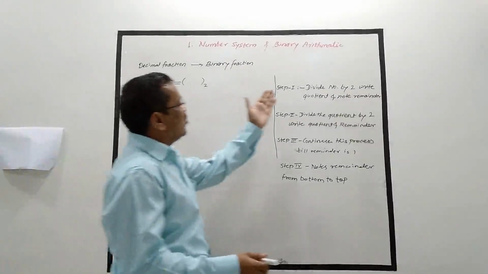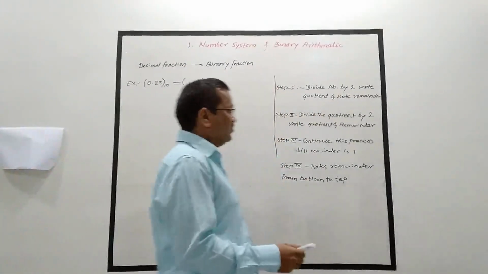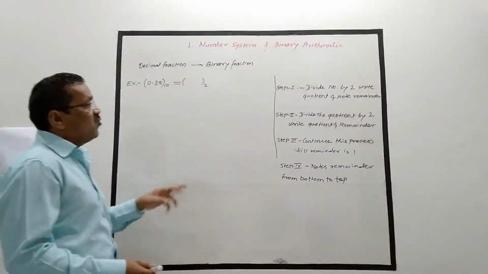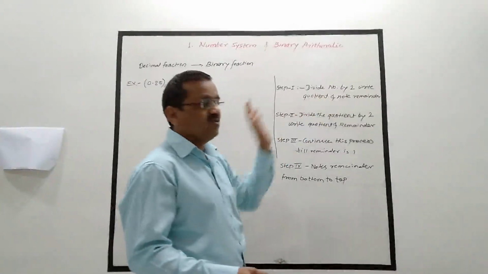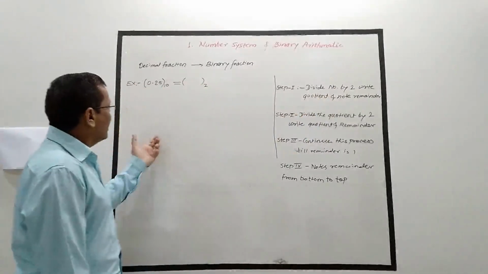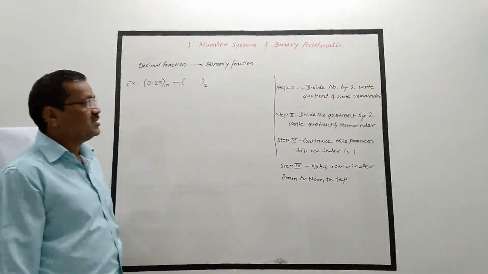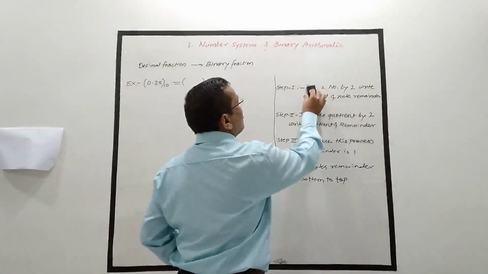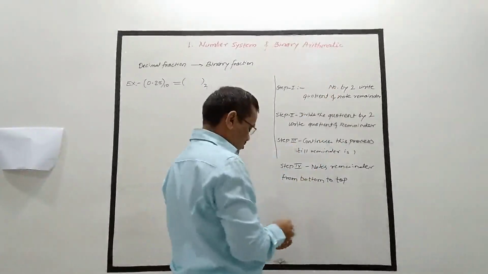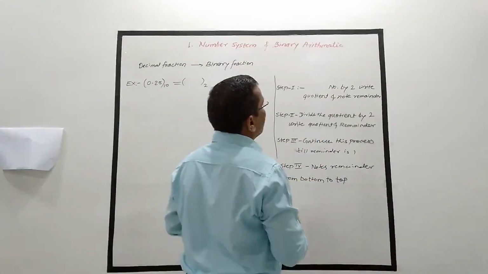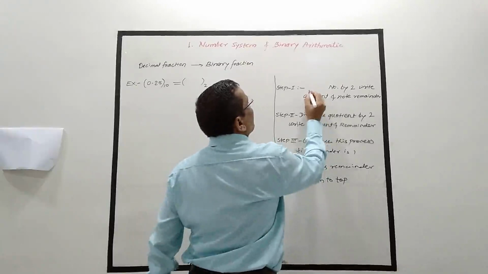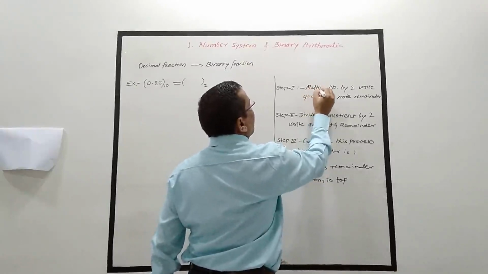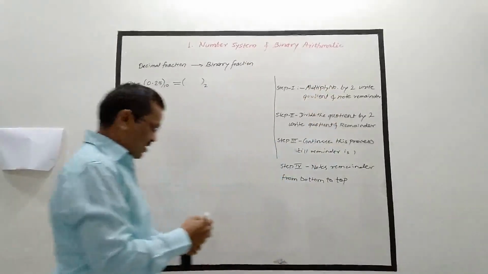Now here the procedure is different. In the decimal to binary conversion, we divide the number by 2. Here the process is reversed. Instead of dividing the number by 2, we have to multiply the number by 2. Instead of division, we multiply.